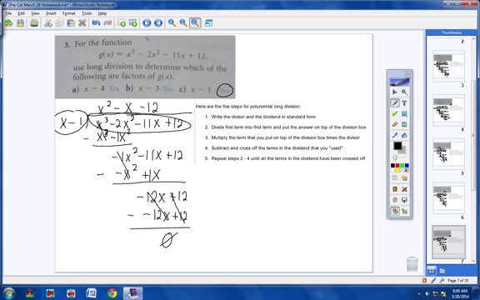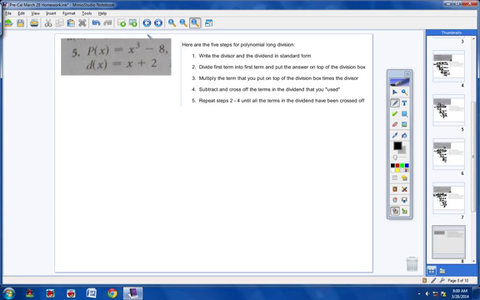Okay? Now, if you'll take a look at numbers 5, 7, and 9, the directions can be amazingly confusing. So listen to me carefully and I'll explain them, okay? The directions to you: in each of the following, a polynomial p of x and a divisor d of x are given. So this is going to be our divisor right here, okay? And we're going to divide that into our polynomial p of x. Use long division to find the quotient and the remainder.